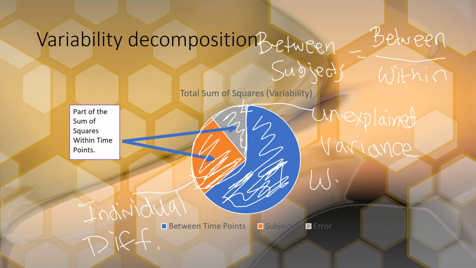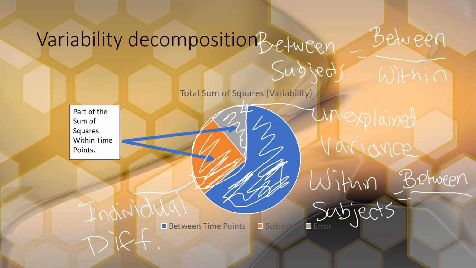But for a within subjects ANOVA, we just delete the individual differences. And so our F statistic is a little different. We do the between, because between's always going to be on the top, since we're trying to figure out if there are differences between time points. But we're going to divide by the error, because we know some of the within variance is just due to individual differences. So generally, a within subjects ANOVA is more powerful.